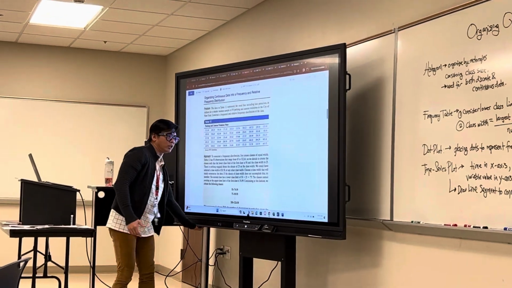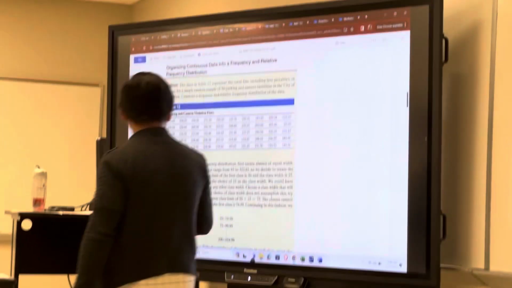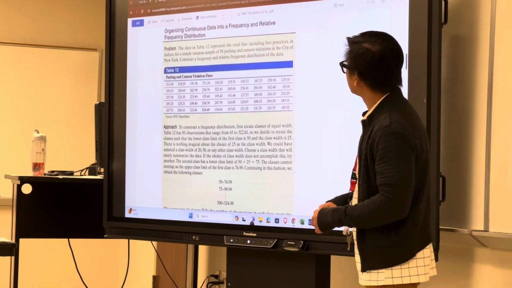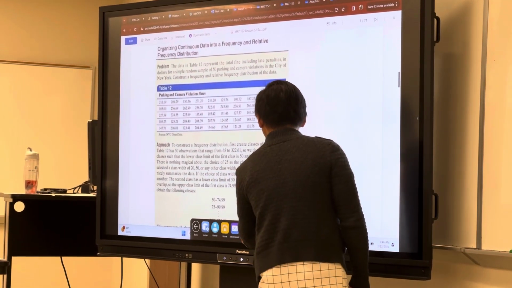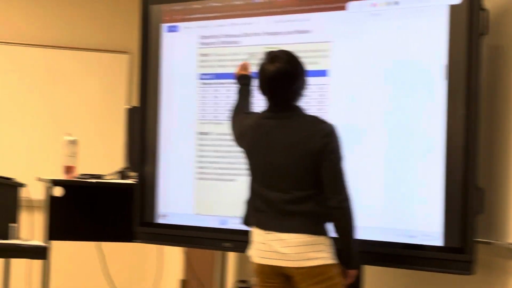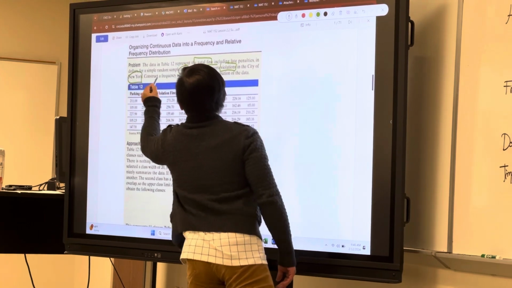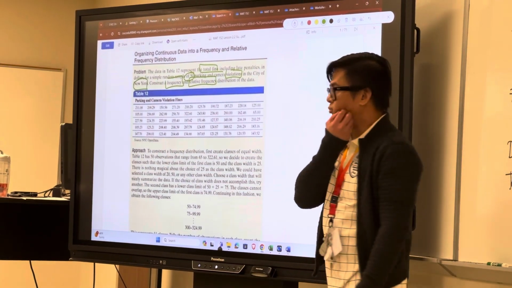Now we have a problem in here, and let's see how we can work on this problem in table 12, all right? Mason, let's go ahead and read that one, please. The data in table 12 represent the total fine, including late penalties in dollars, for a simple random sample of 50 parking violations in the city of New York. Construct a frequency and relative frequency distribution.